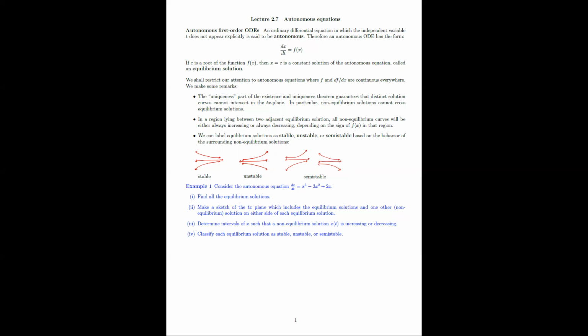So what we're going to do is look at autonomous equations here. We're going to find their equilibrium solutions, and then determine the intervals of x where the non-equilibrium solutions increase or decrease, and use that to sketch. We're going to do parts 2 and 3 here at the same time. After we do all of that, we should easily be able to classify each equilibrium solution as either stable, unstable, or semi-stable. What this will ultimately do is give us a picture that shows us all types of solutions to the autonomous first order ordinary differential equation. We'll do that in the next video.